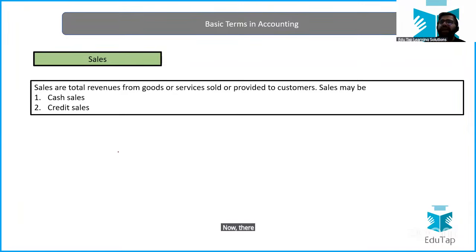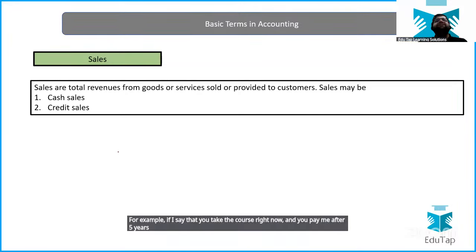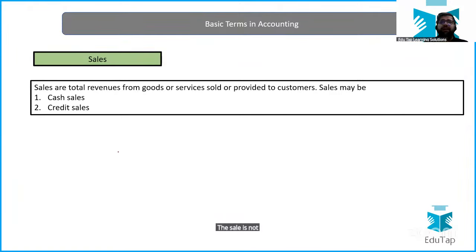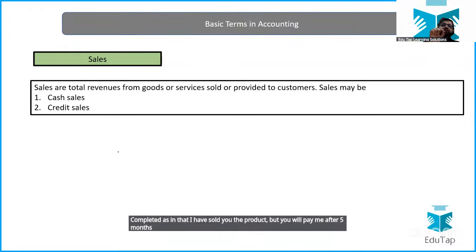Now there can be two types of sales: cash sales and credit sales. Cash sales are basically those sales which are settled immediately. For example, you purchase the course, you give us the cash, that's a cash sale. Credit sales is that particular sale for which you have to pay later on. For example, if I say you take the course right now and you pay me after 2 months, or after 3 months, or even after 5 years, the sale is completed, as in I have sold you the product, but you will pay me later. So that is credit sales.